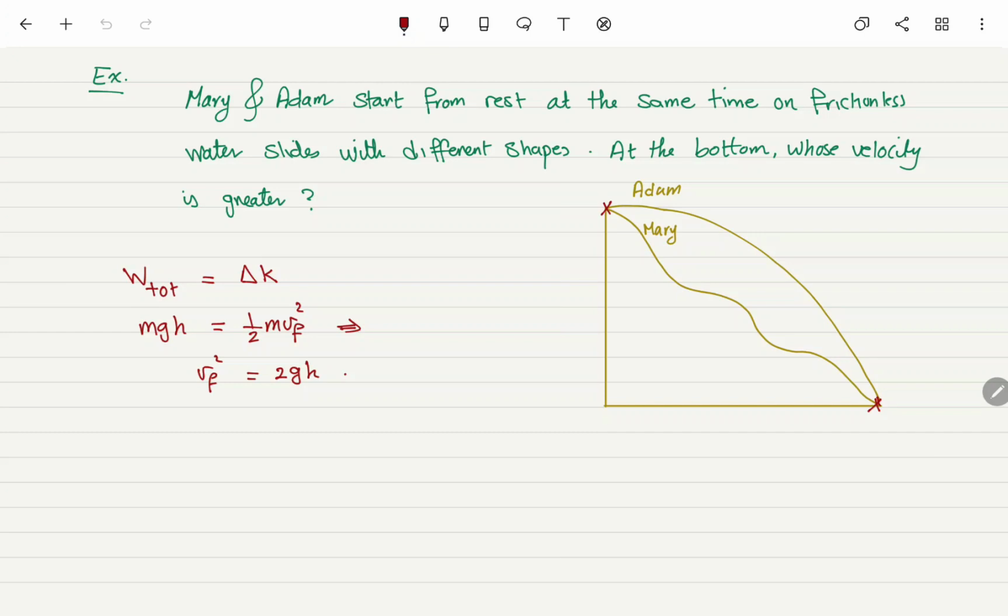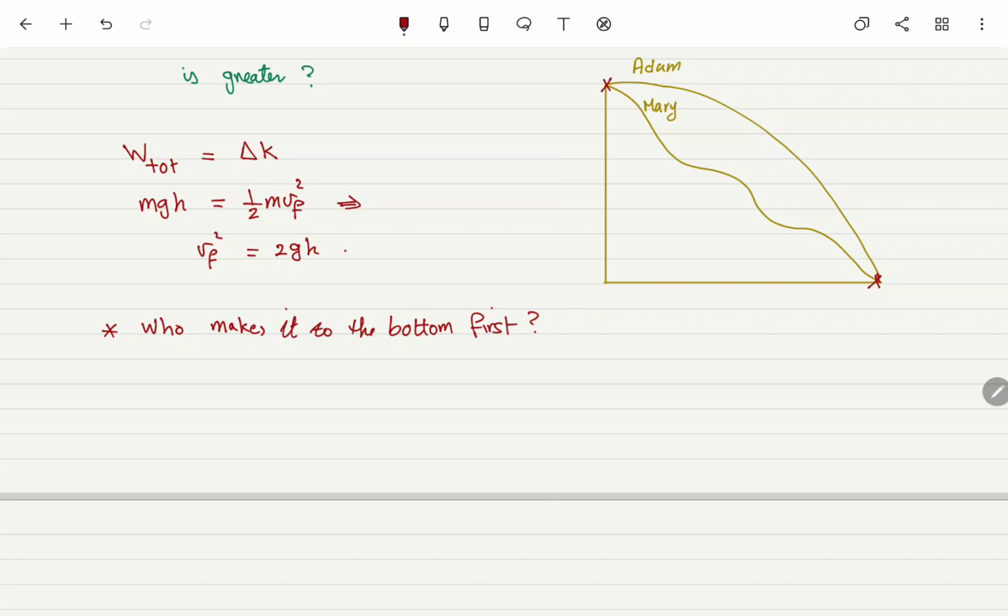Now, as the second part of this question, who makes it to the bottom first? Even though they both have the same speed at the bottom, as we can see here, Mary will have lower height than Adam for most of her ride. In this case, Mary will reach the bottom before Adam.